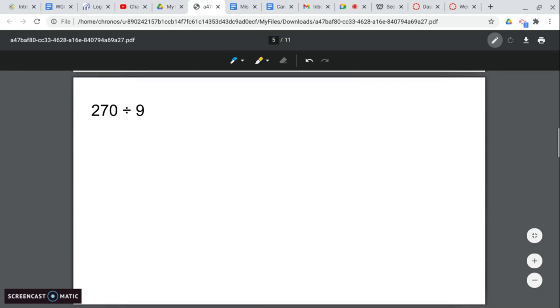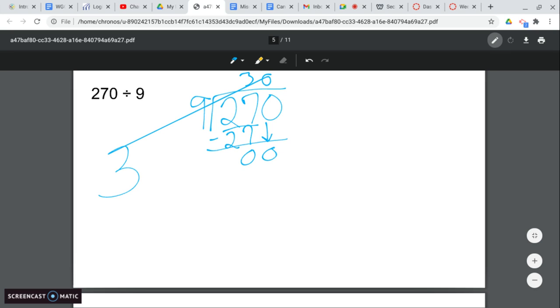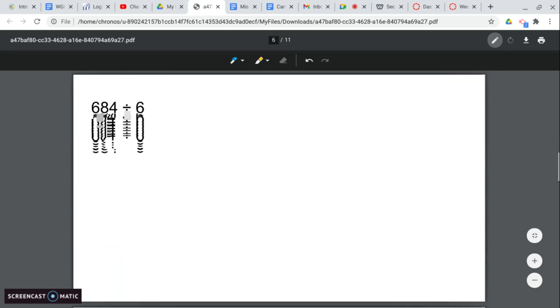All right, our next problem, we have 270 divided by 9. Can 9 go into 2? Nope. Can 9 go into 27? Sure can. 9 times 3 is 27. So 27 minus 27 is 0. We bring down the 0. Can 9 go into 0? 0 times. So our answer is 30. No remainder on this one. So sometimes you will have a remainder, sometimes you won't. It just depends on the problem.